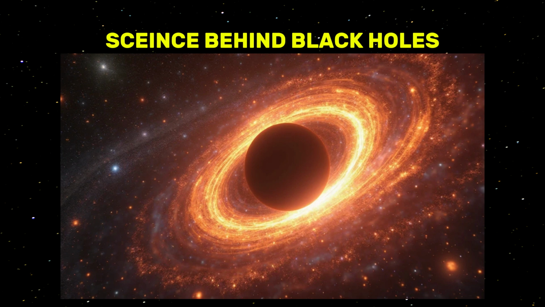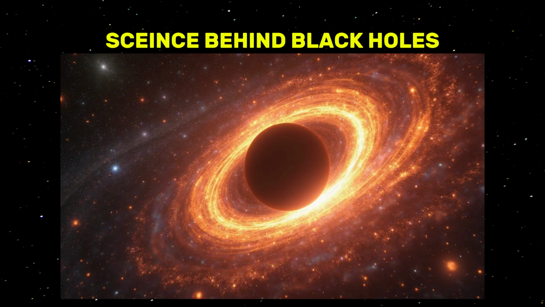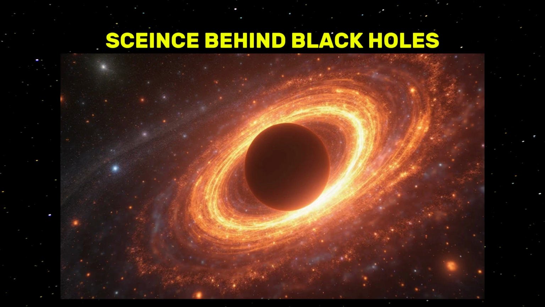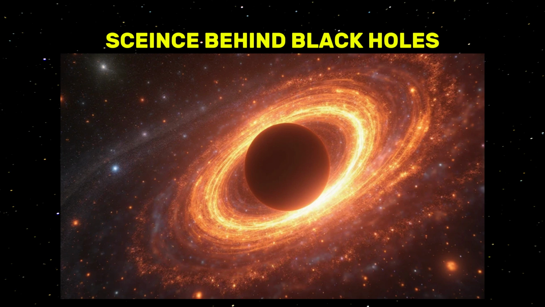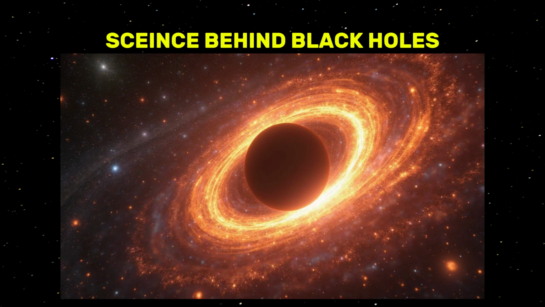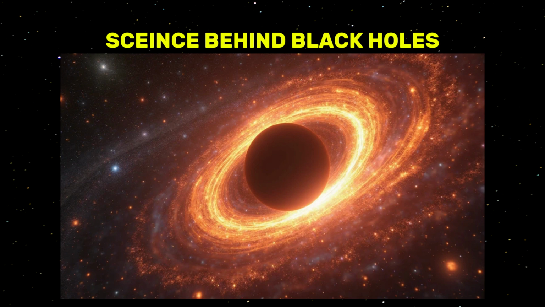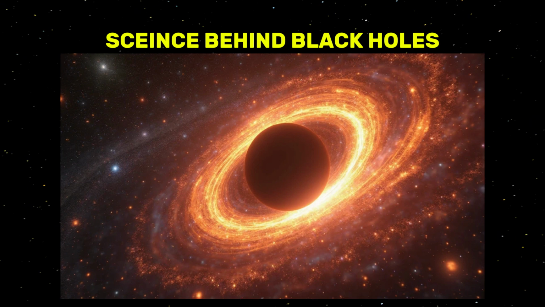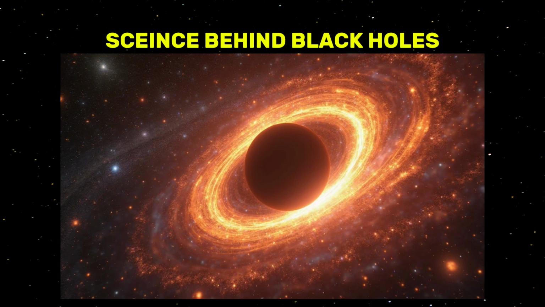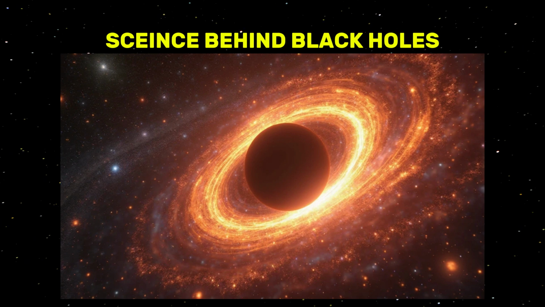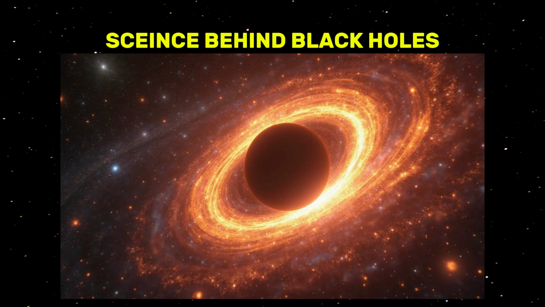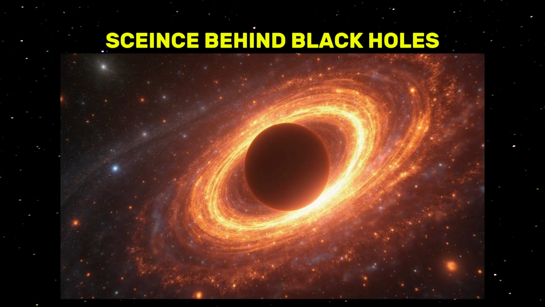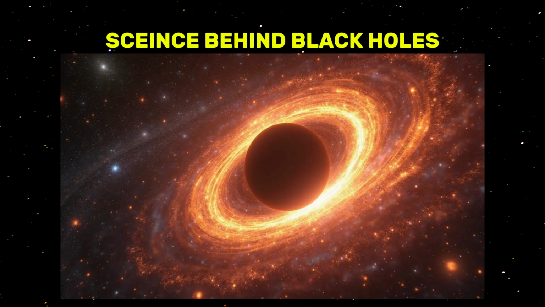While the inside is inaccessible, we can study the behavior of material drawn toward them. Gas and dust pulled in often form a swirling accretion disk around the black hole. As matter spirals inward, it heats to extraordinary temperatures and emits intense radiation, especially in X-ray wavelengths. This emission enables scientists to detect black holes across vast cosmic distances.